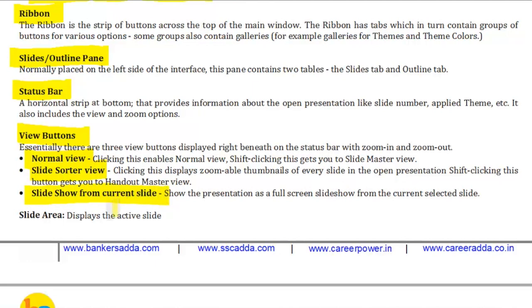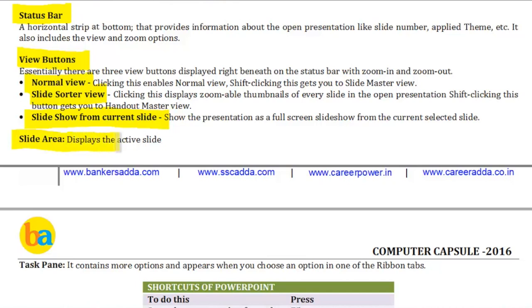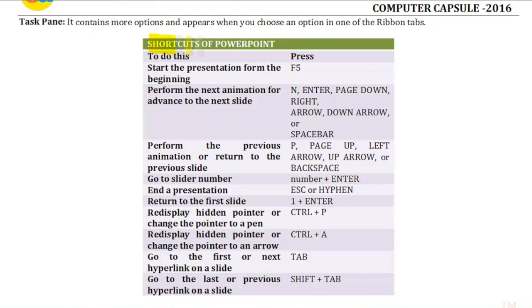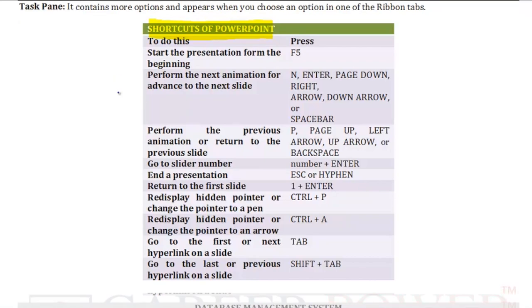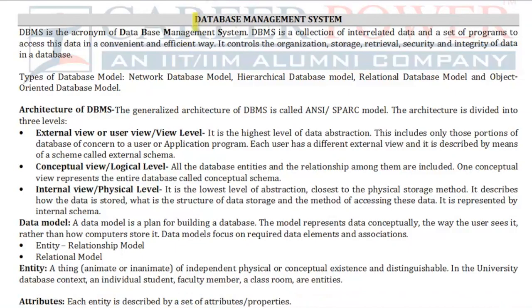What is slide area? Slide area displays the active slide. If you have used the PowerPoint application, you have seen that on the left hand side, you'll be seeing various kinds of slides. That bar is known as the slide area bar. Now again, we have some shortcut keys of PowerPoint. You must learn these shortcut keys because they are important from the examination point of view. Then here we come to our next topic, that is Database Management System or DBMS.